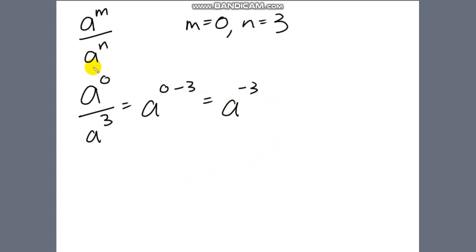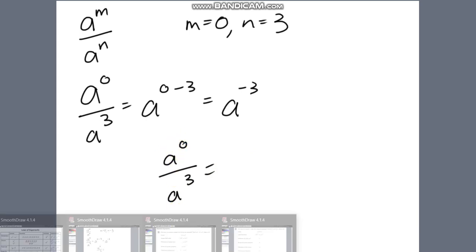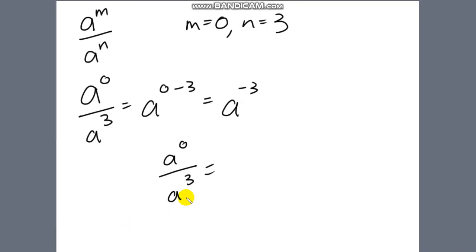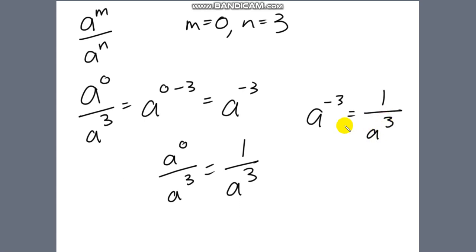Okay, now another way that we can also think about this, right? We have a raised to the 0. What I mentioned earlier is that anything raised to the 0 power is going to be 1. Okay? So what this means is that these expressions here are the same. So in other words, a raised to the negative 3 equals 1 over a cubed.